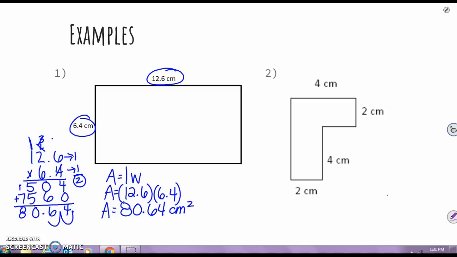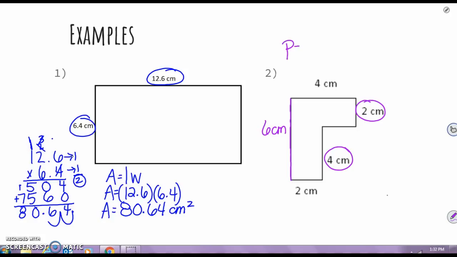With number 2, we're going to find the perimeter. Remember, perimeter is when we add all of the side lengths together. But as you can see, we're missing a side length. If I look, this side length can be found by combining 2 and 4. When I add 2 plus 4, that gives me 6 centimeters.